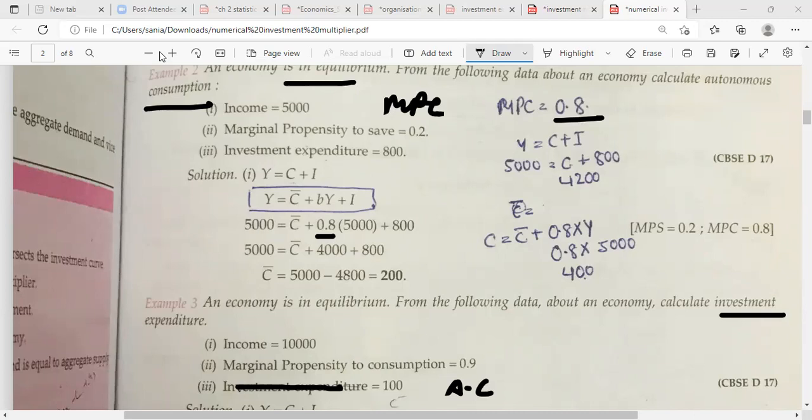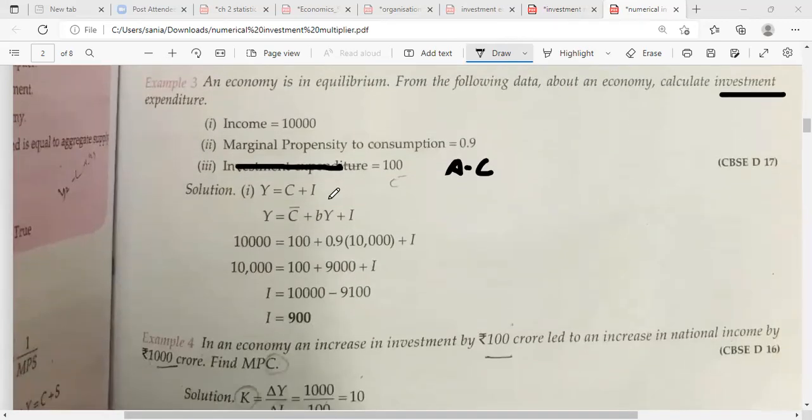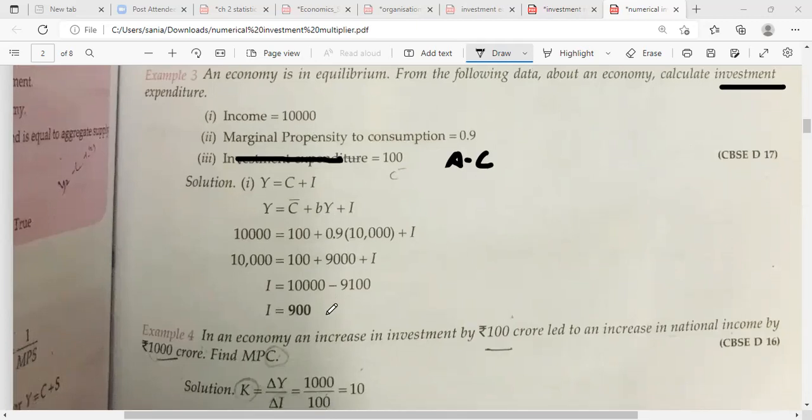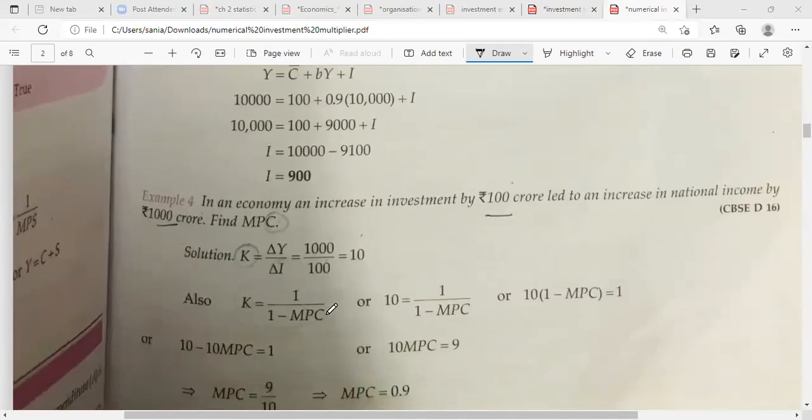Is I 900? Yes. Halima, you also got the same answer? Yes, 900. So it's very simple. Y equals C plus I, but we are talking about autonomous, so we will go for this. MPC is already given, so it's very easy. In some cases, you will get MPS. So first you have to calculate MPC, then put the value, and again you will get the answer.